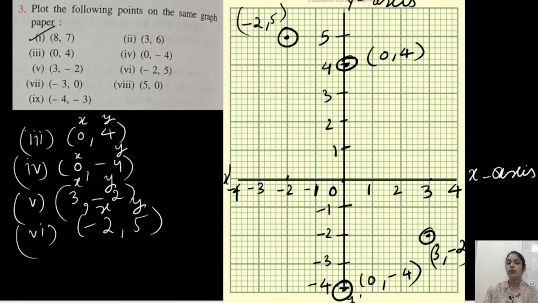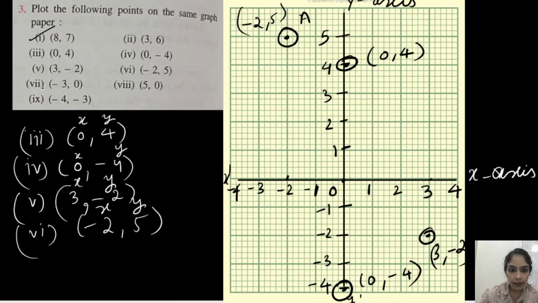Whenever you are seeing any point, I'll number them. Let's suppose this is point A. This point is facing 5 and also facing negative 2. So this point is facing both the values of x and y. Like this we can plot a point.